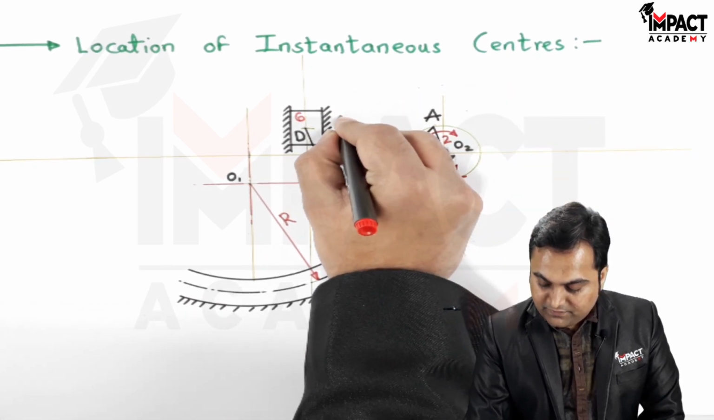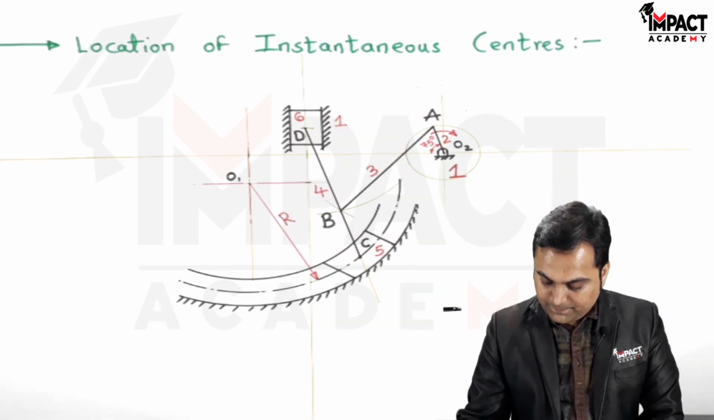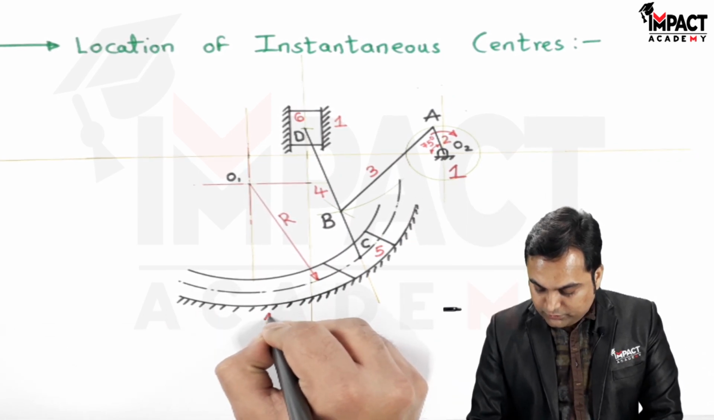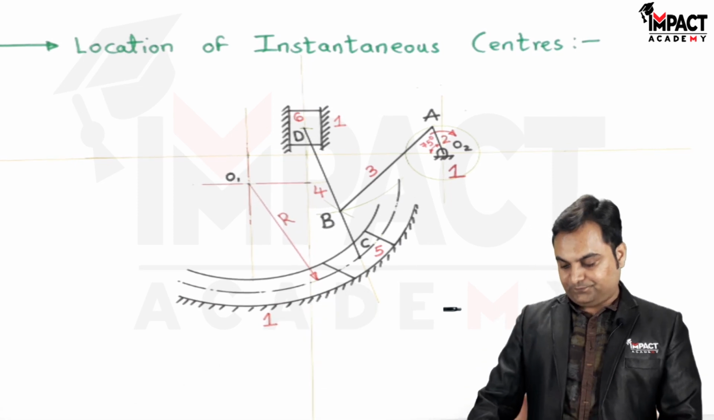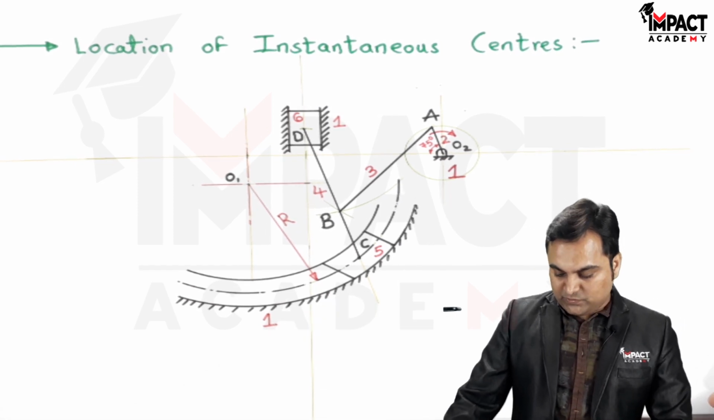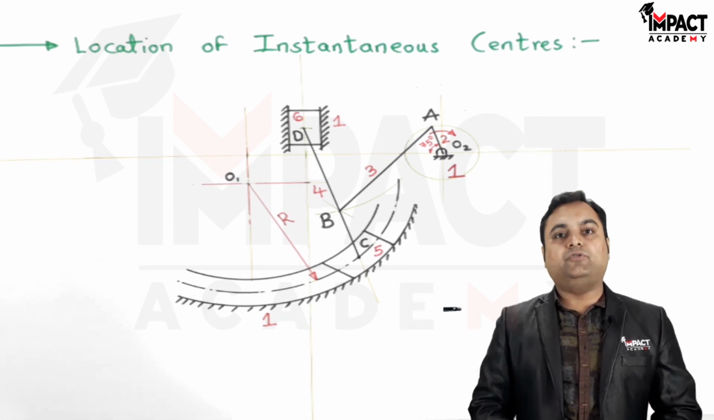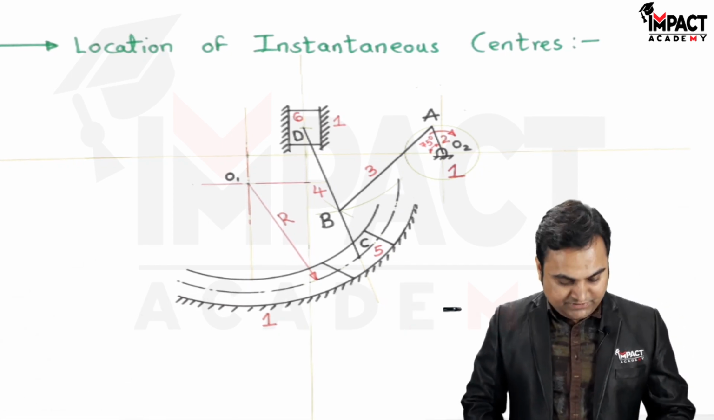and again this is a fixed link, so 1. Here also the guideways are fixed, so link number 1. Now as we see here there are 6 number of links. So first I'll calculate the number of instantaneous centers.